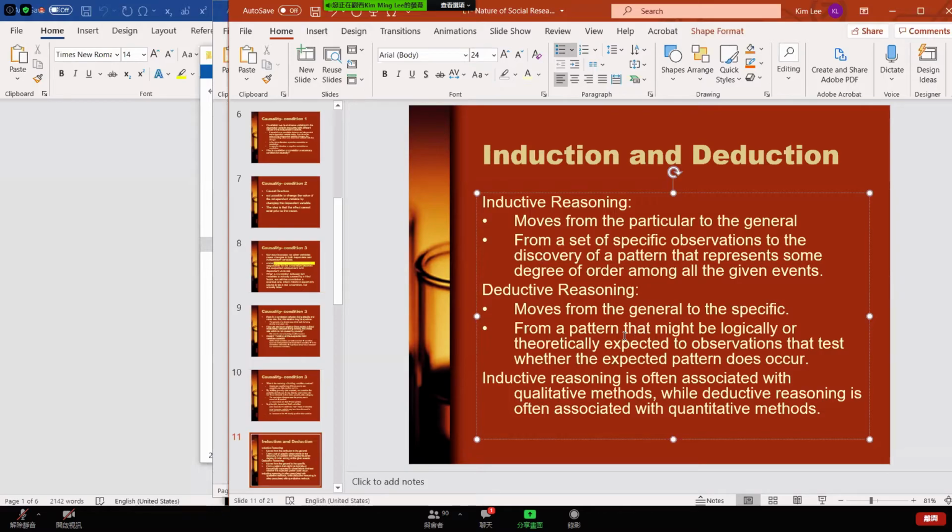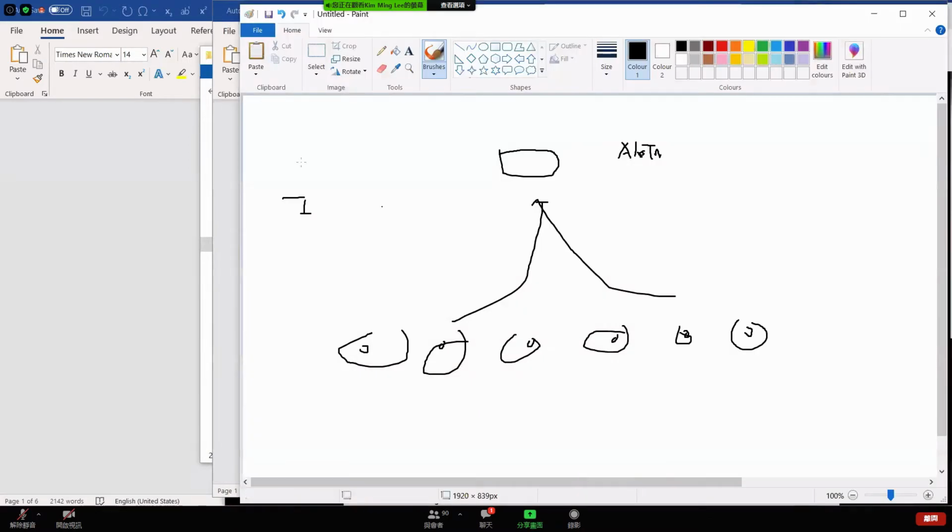Deduction is the other way around. It moves from the general to the specific. What does that mean? You start with a general statement, for example a theoretical statement, a theory, and you derive some observation from it. So this is from general to particular. For example, I give you a very interesting statement: all men like to cheat. This is a very general statement.